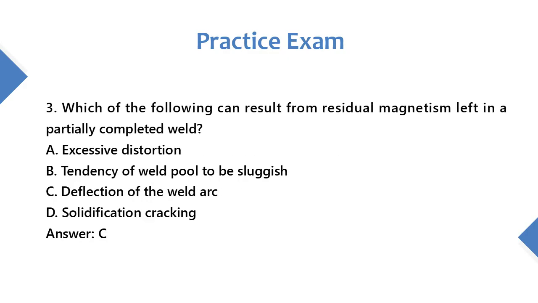3. Which of the following can result from residual magnetism left in a partially completed weld? A. Excessive distortion. B. Tendency of weld pool to be sluggish. C. Deflection of the weld arc. D. Solidification cracking. Answer: C.